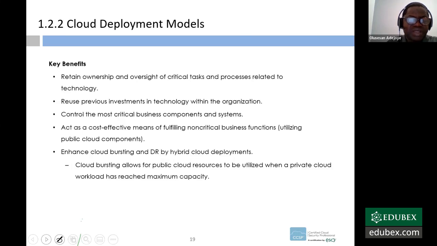Now we have, again, key benefits: retained ownership and oversight of critical tasks. So the critical tasks are placed within the private cloud. You place those critical tasks on the private cloud, that's where you place them to take advantage of it.